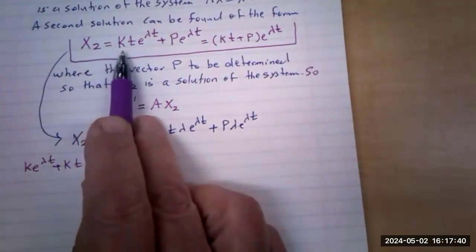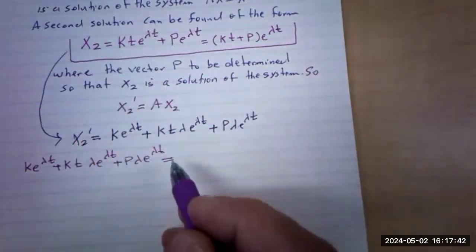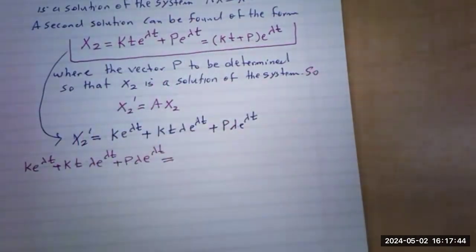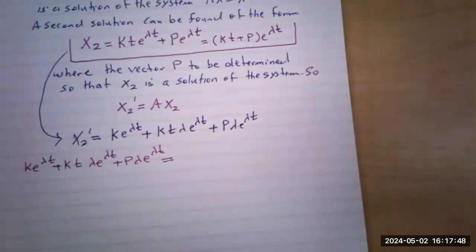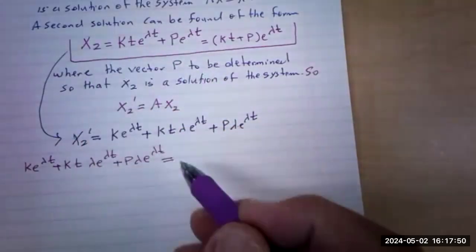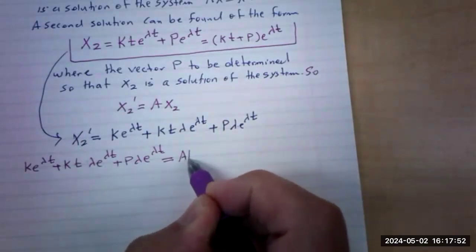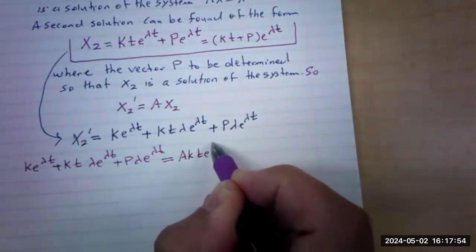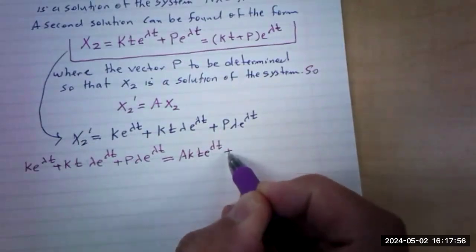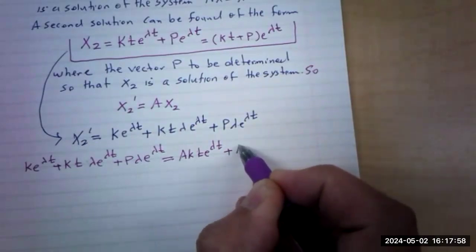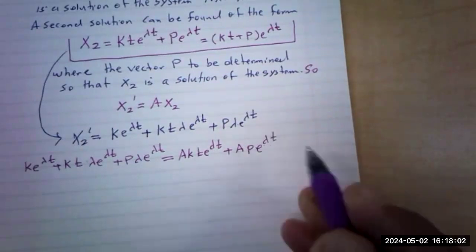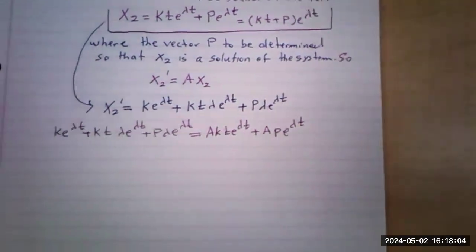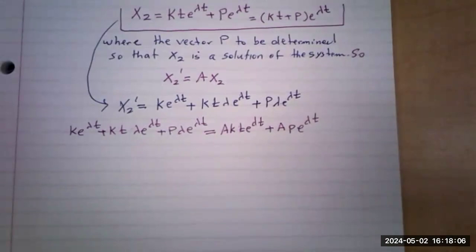It's going to be x2, this is it. A is like a function, okay, but in this case a composition function, or the product here, so multiply together. So that gives you a k t e to the lambda t plus a p e to the lambda t. So x2 is going to be the solution of the system if it satisfies this equation.